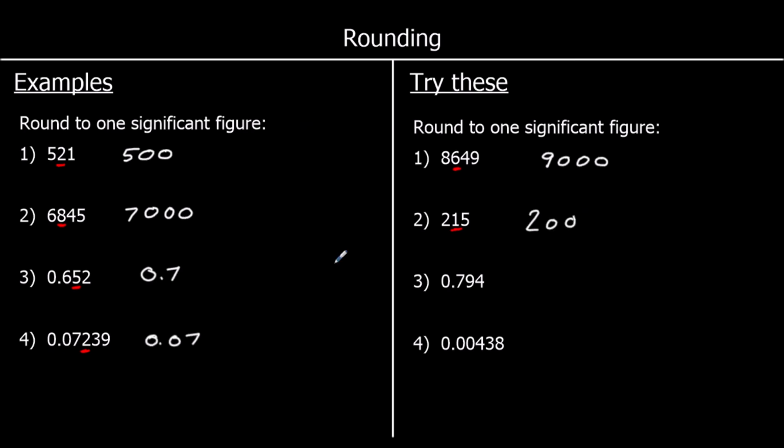Question 3. The first non-zero number is the 7 tenths, the 0.7. The one after it is a 9, so it is 5 or above, so it rounds up, and that becomes 0.8. And question 4, the first non-zero number is the 4 thousandths. One after it is a 3, so it's not 5 or above, so it stays as it is, so it's 0.004.